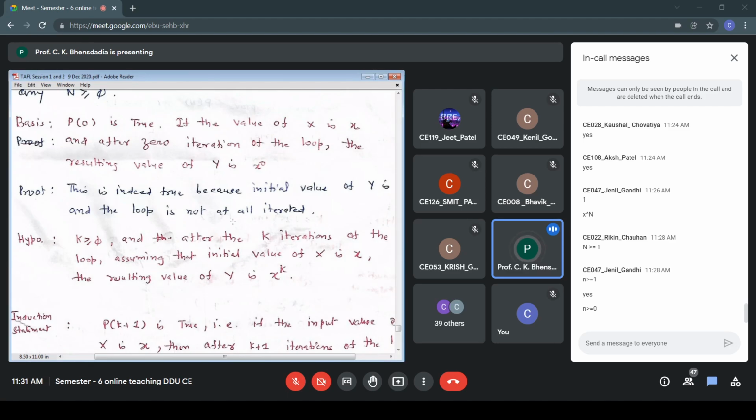If anyone gets the argument, can unmute and answer. If someone wants to answer this, can unmute and answer. Anyone wants to answer this? How should we argue in the induction statement?